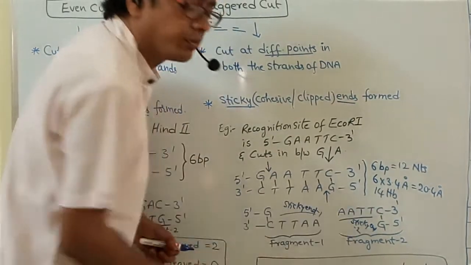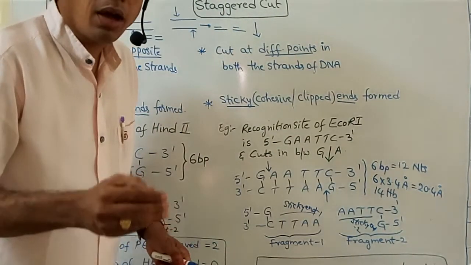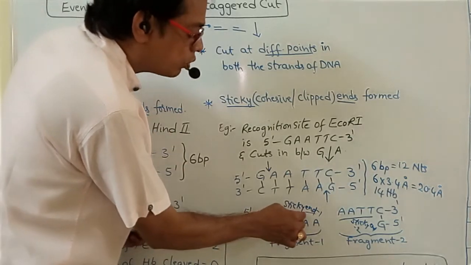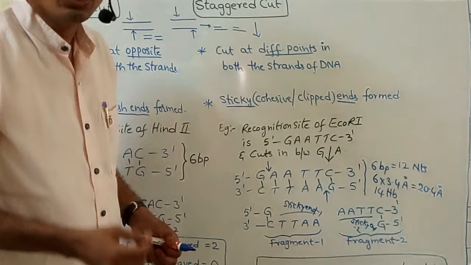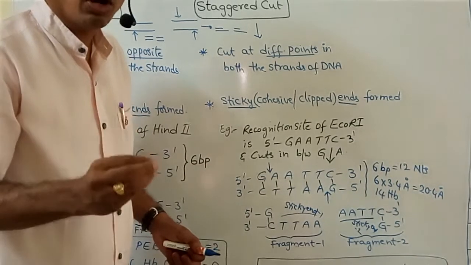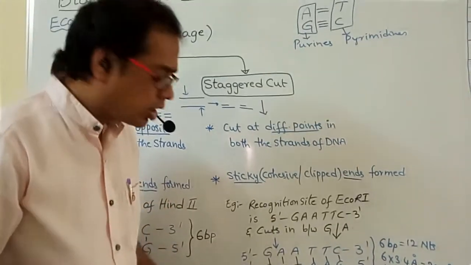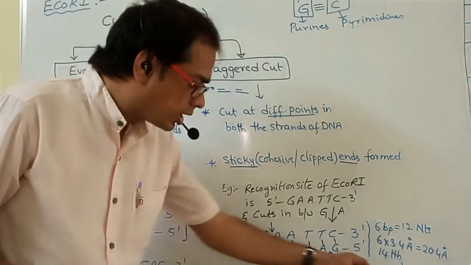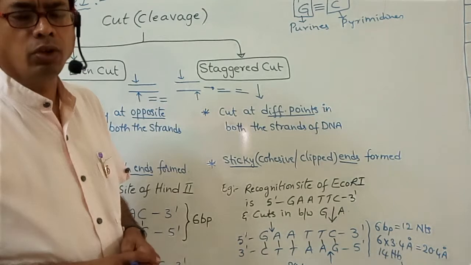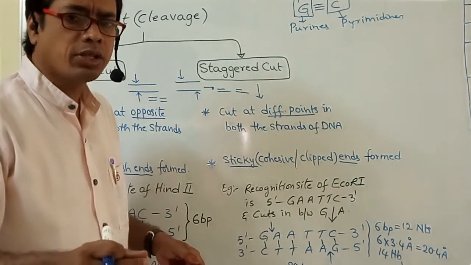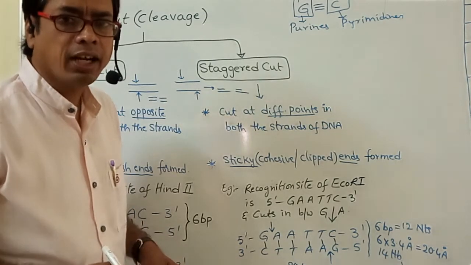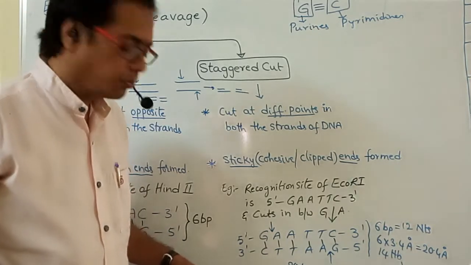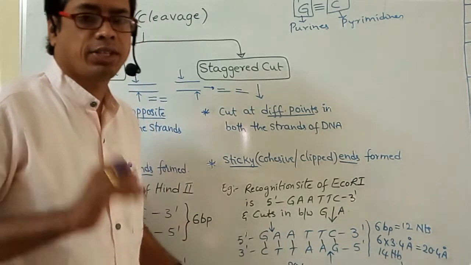So number of hydrogen bonds undisturbed, 3 plus 3, 6. Number of hydrogen bonds disturbed. Disturbed means 2 plus 2 plus 2 plus 2. Total 8. So disturbed means 8. Undisturbed means 3 plus 3, 6. Okay. Number of hydrogen bonds intact. Intact means not broken. Number of hydrogen bonds intact means 3 plus 3, 6.